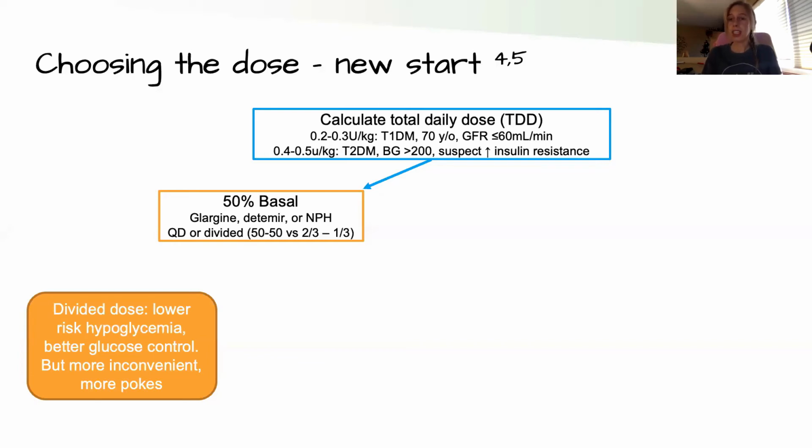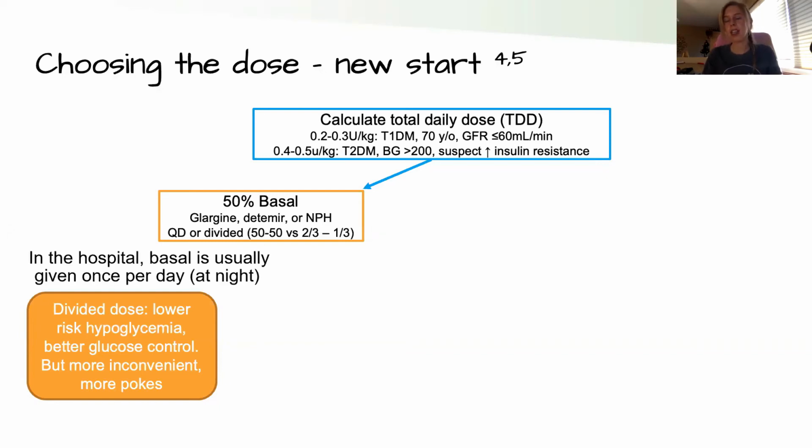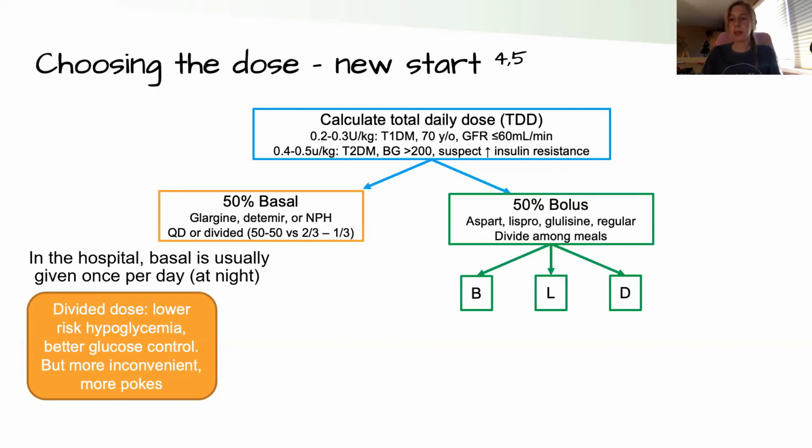You can give this once a day, typically at night, or you can divide the dose depending on the half-life of the insulin and the blood sugar control that you're trying to get. That other 50% is going to be the short-acting insulin, like aspart, lispro, glulisine, or regular insulin, again depending on what's your formulary. You're then going to divide that 50% number by how many meals the patient's having, which is typically 3.